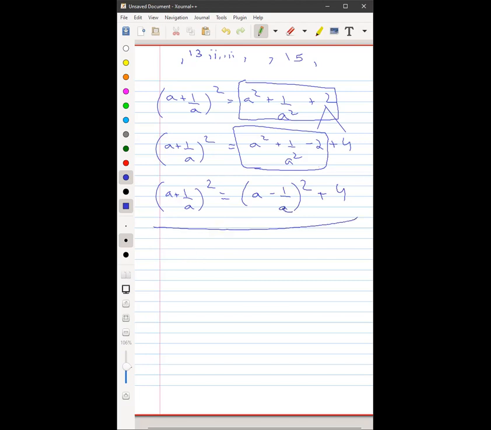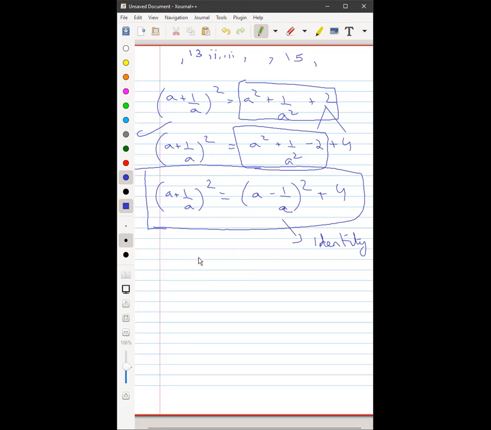Did you get this? This is another identity which you can use, but it's not explicitly stated in your book. I think you'll have to derive it with this step. Okay, so if either a plus 1 upon a is given to you or a minus 1 upon a is given to you, either of them two you can find out using this identity. You can copy this down if you want.